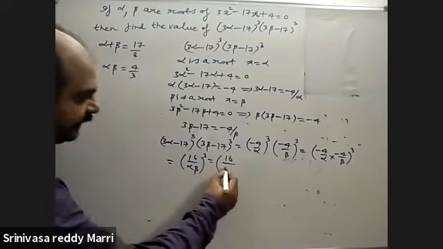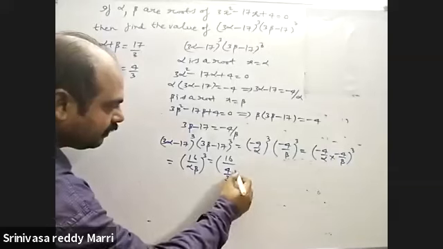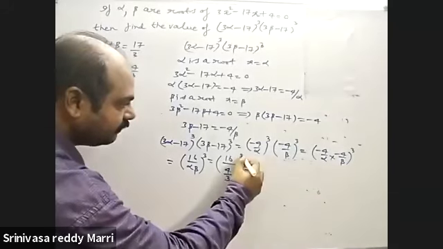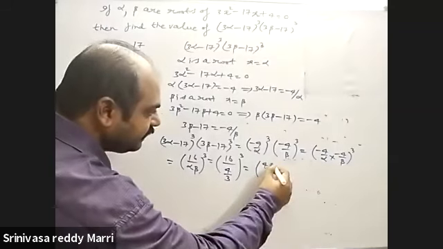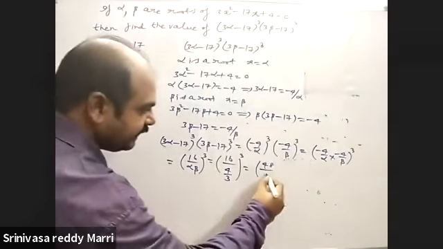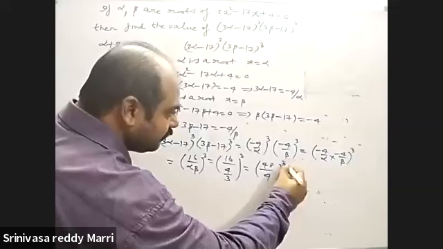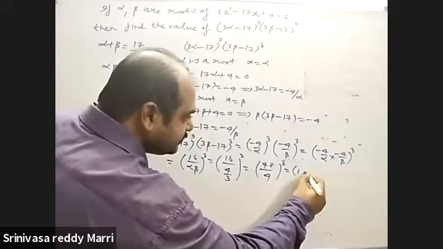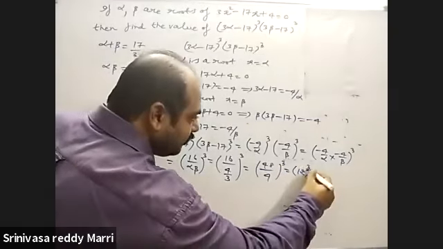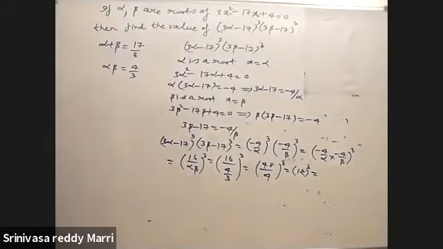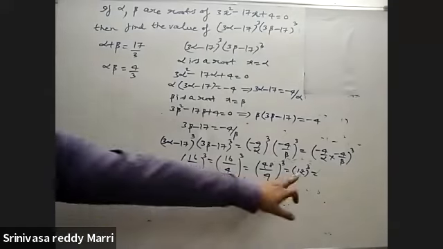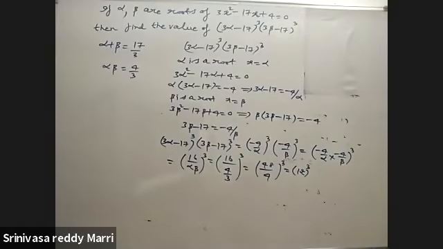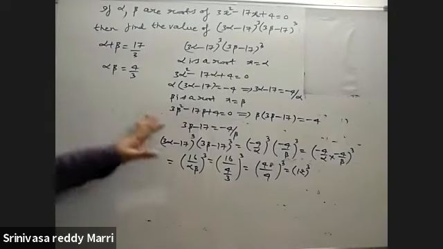What is alpha beta? 4 by 3 whole cube. That means 48 divided by 4 whole cube. That means this is nothing but 12 cube. You can calculate the value. This is 12 cube. So that is the answer.